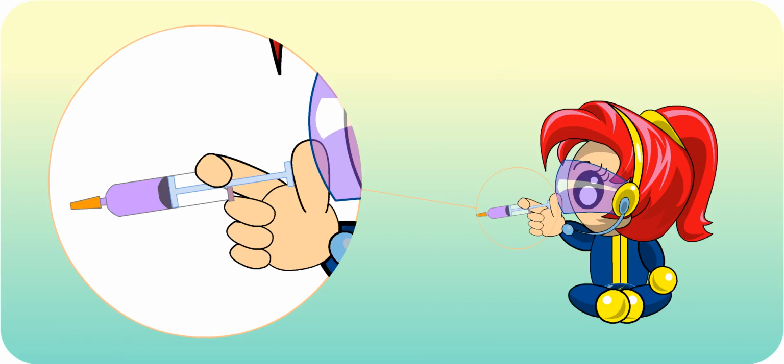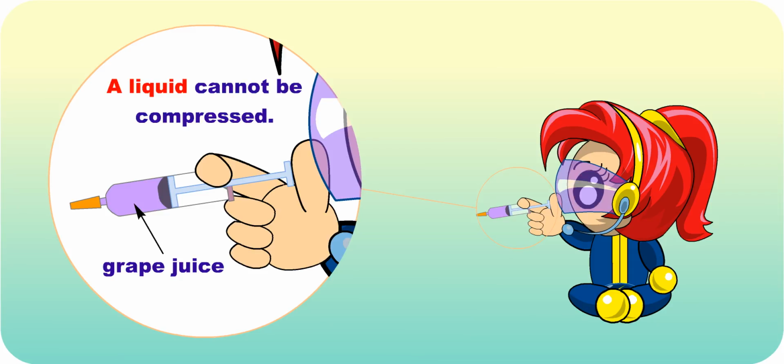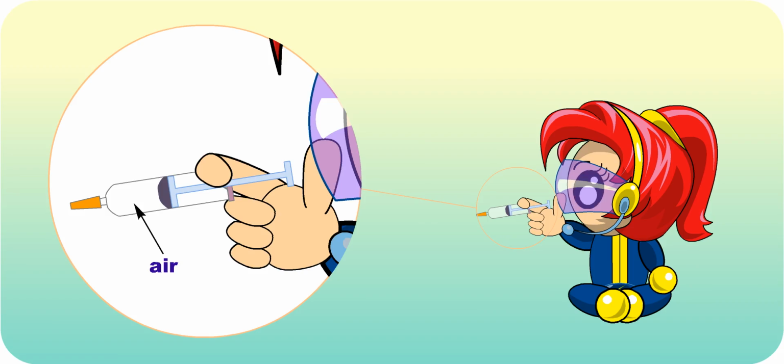Here is a syringe filled with grape juice. Try to push the plunger inward. Oh no! It refuses to budge. I can't push it inward. Now, I see. This means that liquid cannot be compressed. Let's take a look at the volume of gas, which is very much different from solid and liquid.